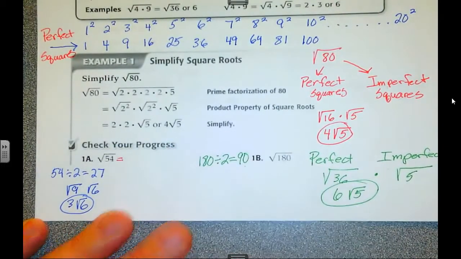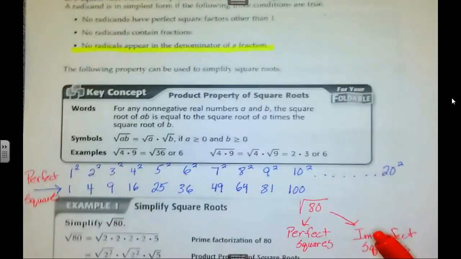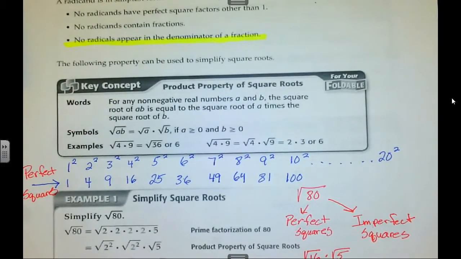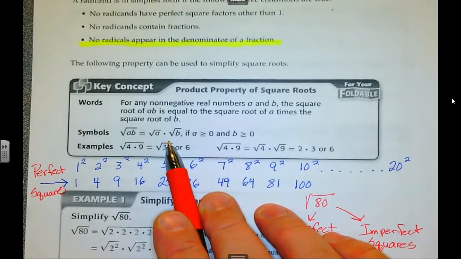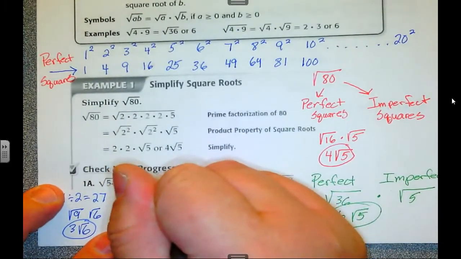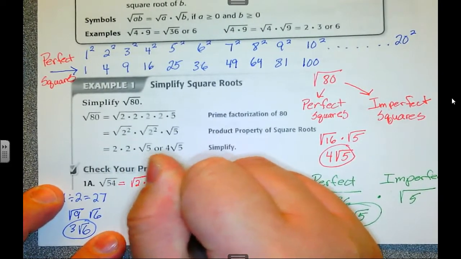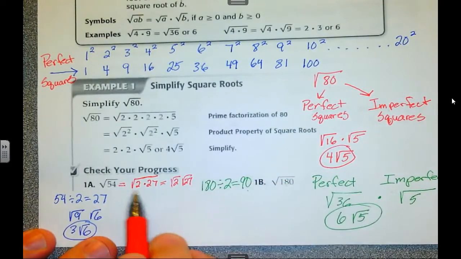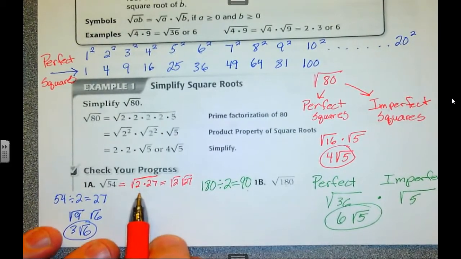So there's a property called the product property of square roots that says I can take whatever's underneath this radical, the radicand, 54 is the radicand, and split it up between factors. So I can actually rewrite this as the square root of 2 times 27, or square root of 2 times the square root of 27. But I'm going to use this property.